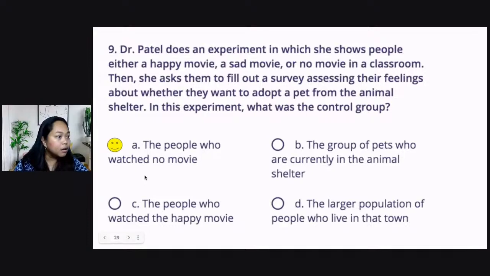Okay? Ayun. Yung wala kang ginawa sa research nyo as a group, pero kasali ka sa graduation. So, control group yon. Okay, so letter A po for number 9.